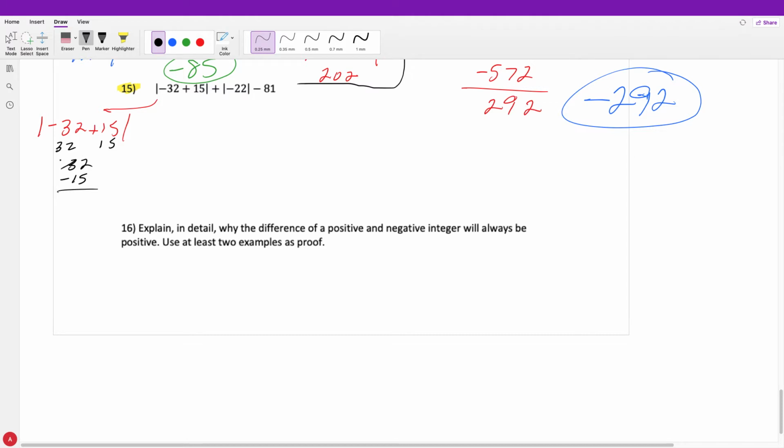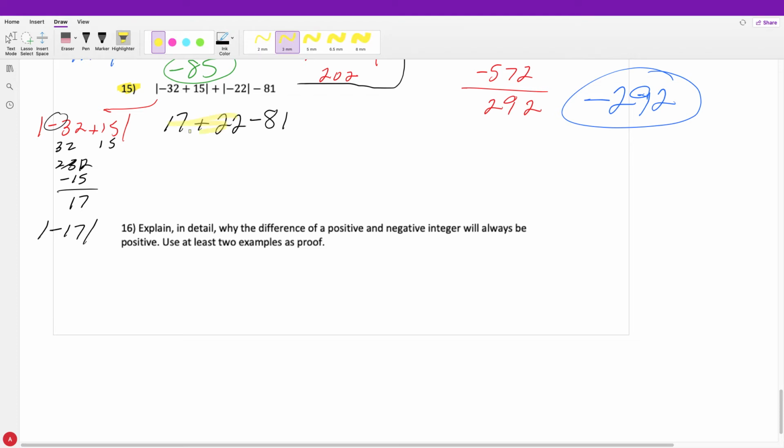And this is then going to borrow from here. So it'll give me 12 minus 5 is 7. 2 minus 1 is 1. And then I know that the larger number was negative, so it's actually the absolute value of negative 17, which I know is going to give me a positive 17. Well, the absolute value of negative 22 is positive 22, so it becomes plus 22 and minus 81.